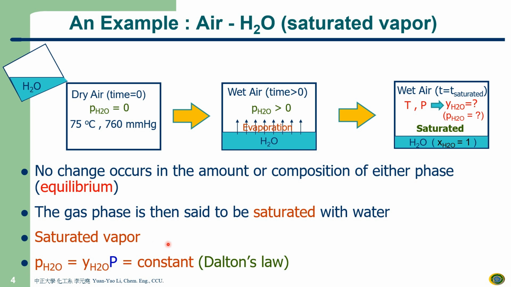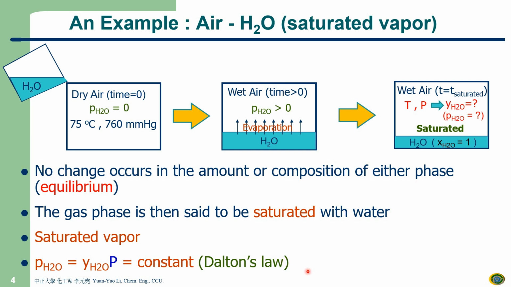So what do we call this? Dalton's law, right? We learned this in chapter 5. The partial pressure of the H2O equals the molar fraction of the H2O in the gas phase times the total pressure. This is what we call Dalton's law. So you know the relationship between the molar fraction and the partial pressure of the H2O through Dalton's law.